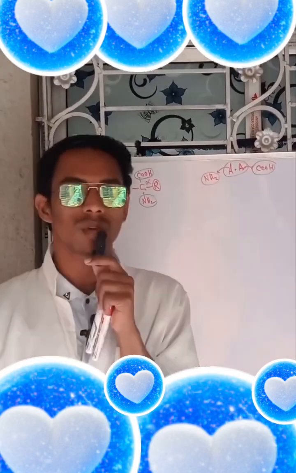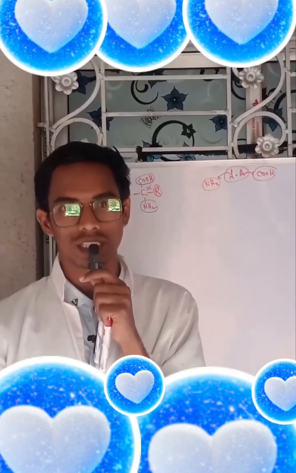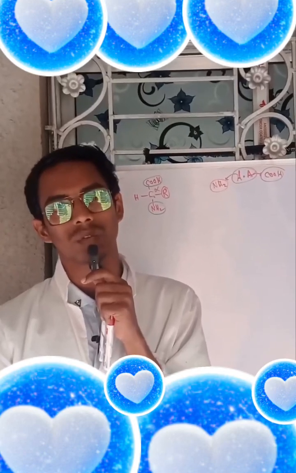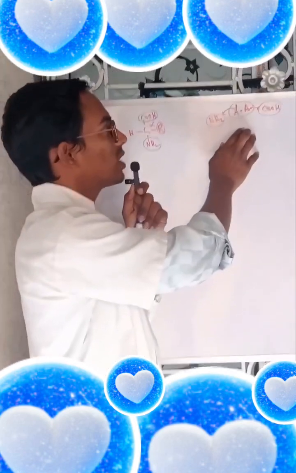What is a protein? A protein is a polypeptide with more than 100 amino acid residues, having a molecular mass higher than 10,000. Before understanding the protein, we first need to understand the basic building block of protein, that is the amino acid. There are a total of 20 amino acids. Out of the 20, 10 are essential amino acids and 10 are non-essential amino acids.